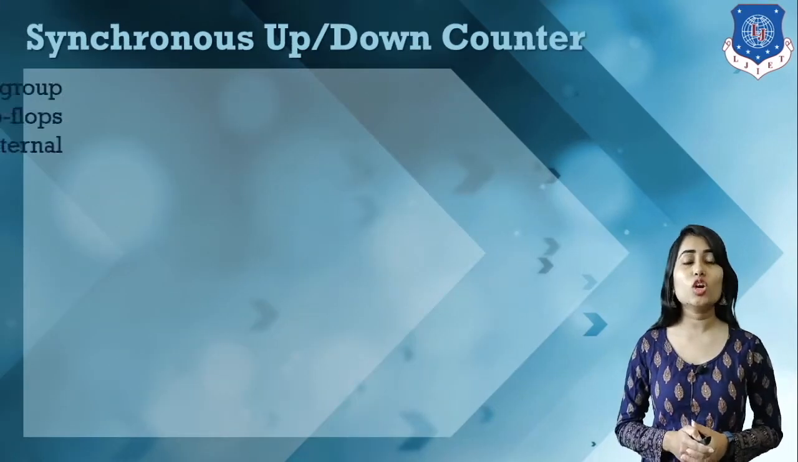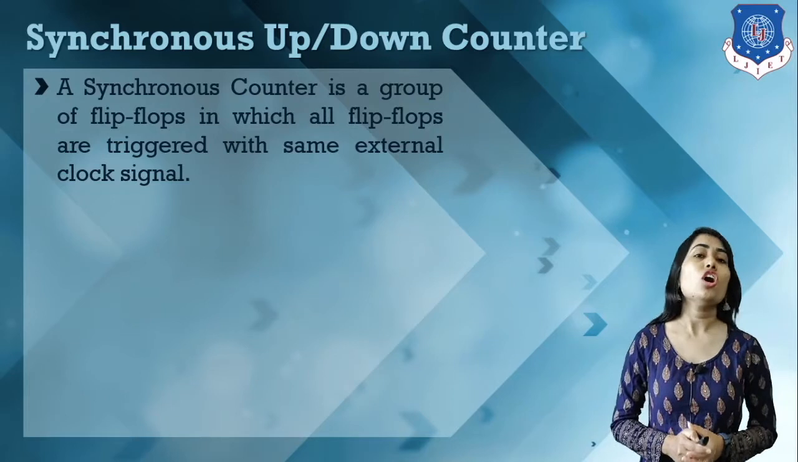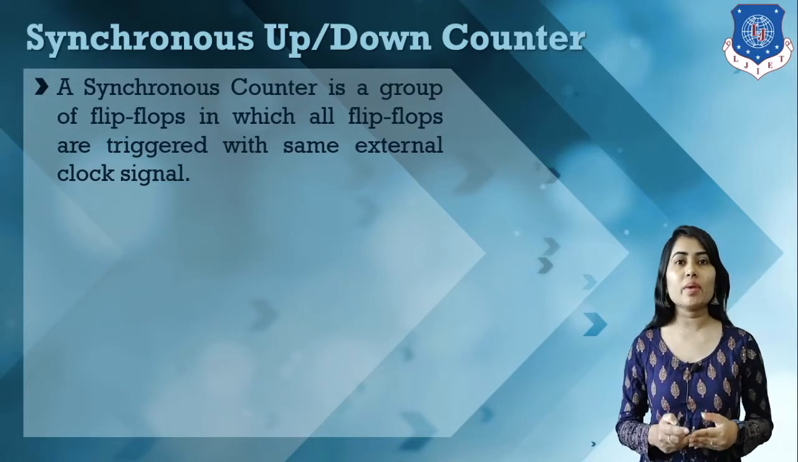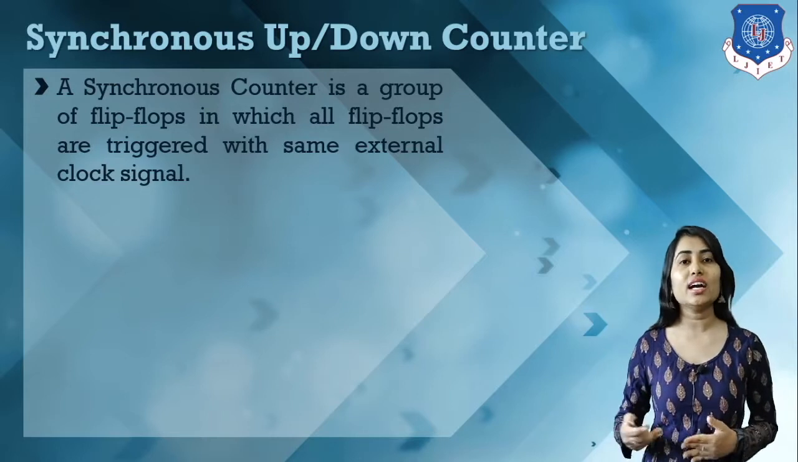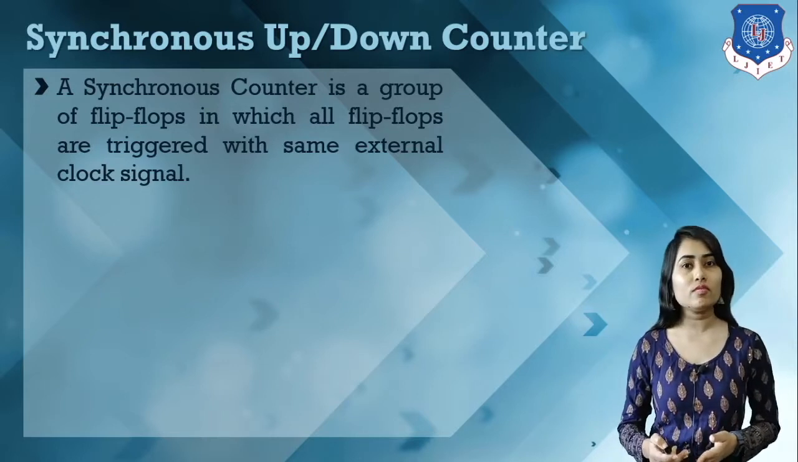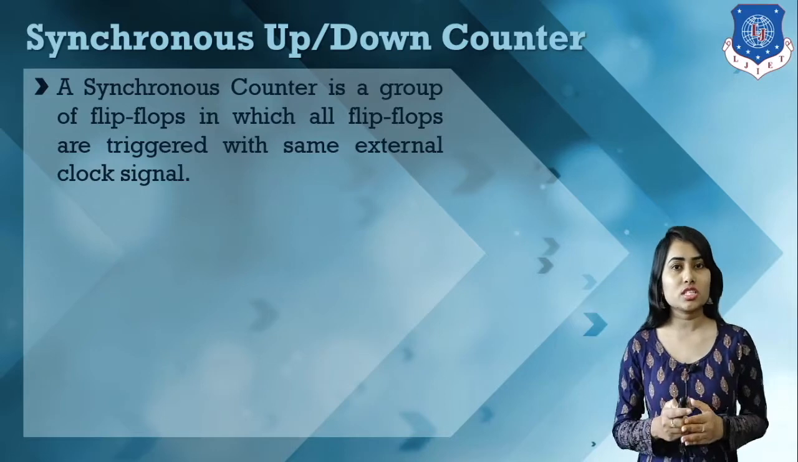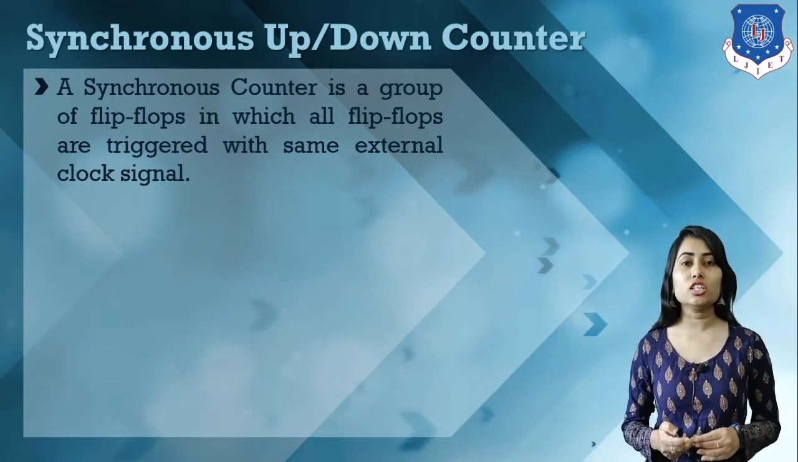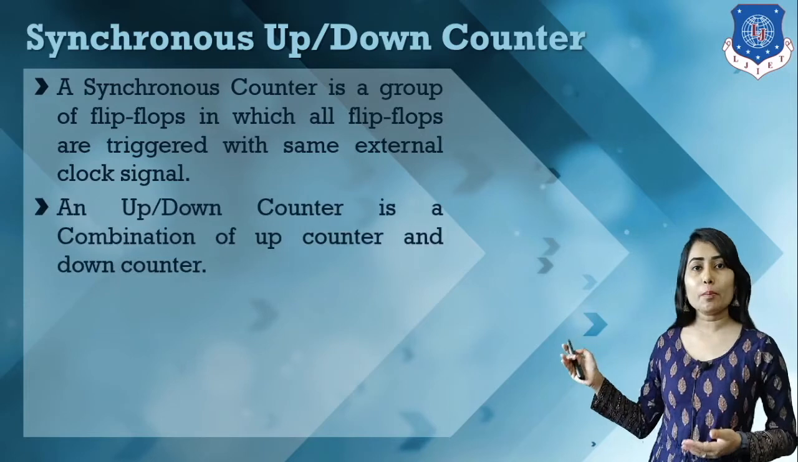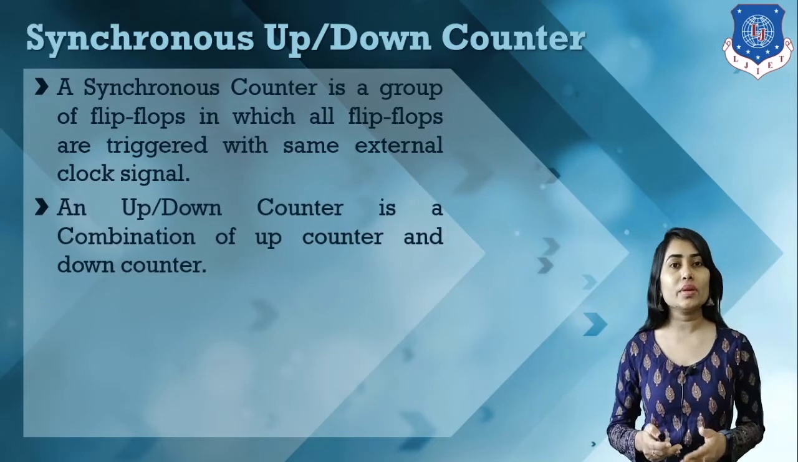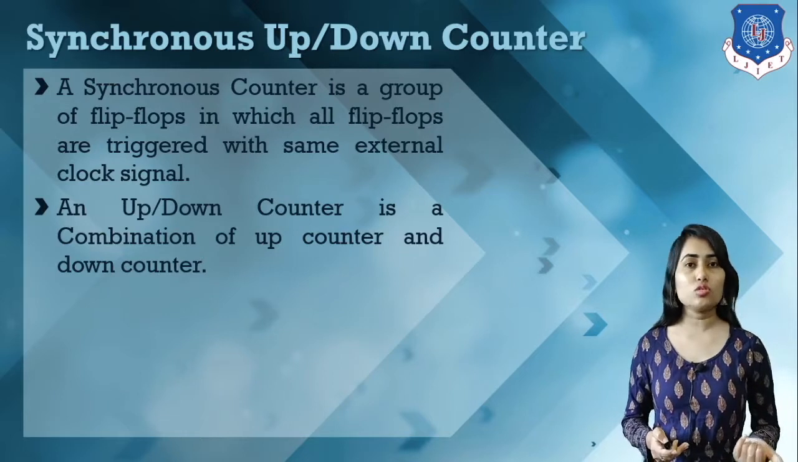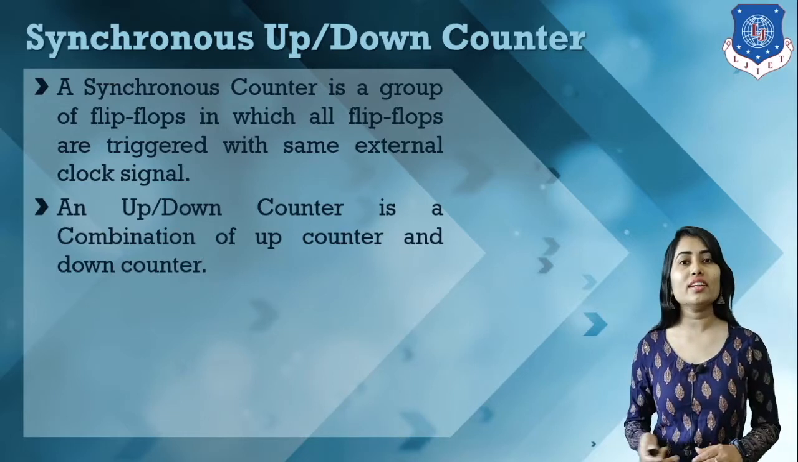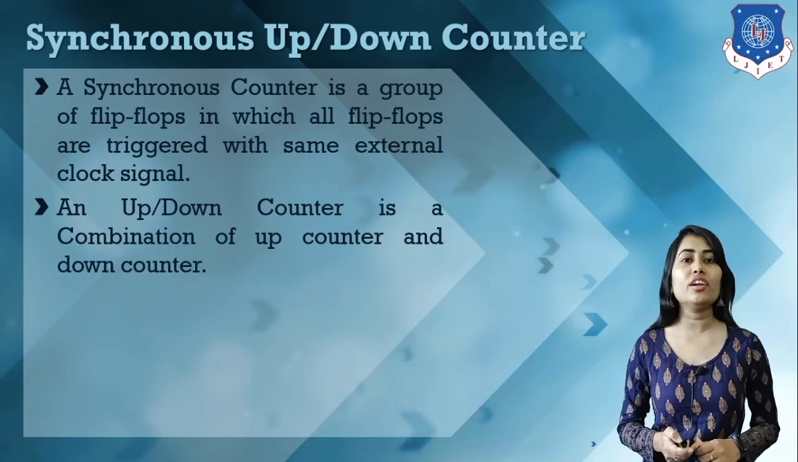A synchronous counter is basically a group of flip-flops in which all flip-flops receive the same external clock signal. An up and down counter is basically a combination of an up counter and a down counter. That means it counts either in an upward direction or in a downward direction depending on our requirement.